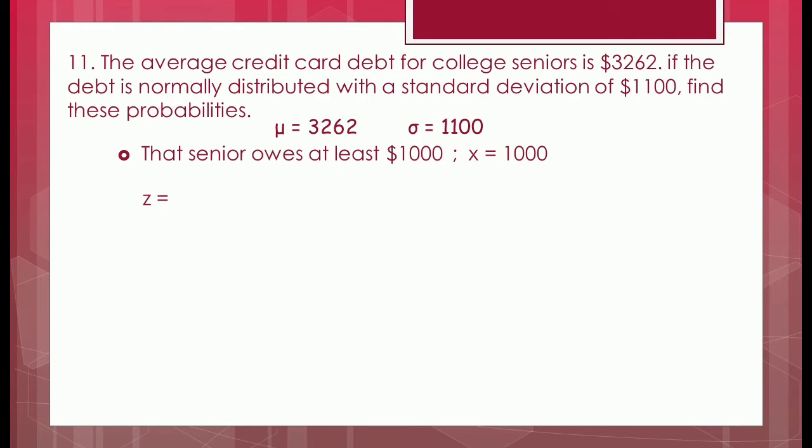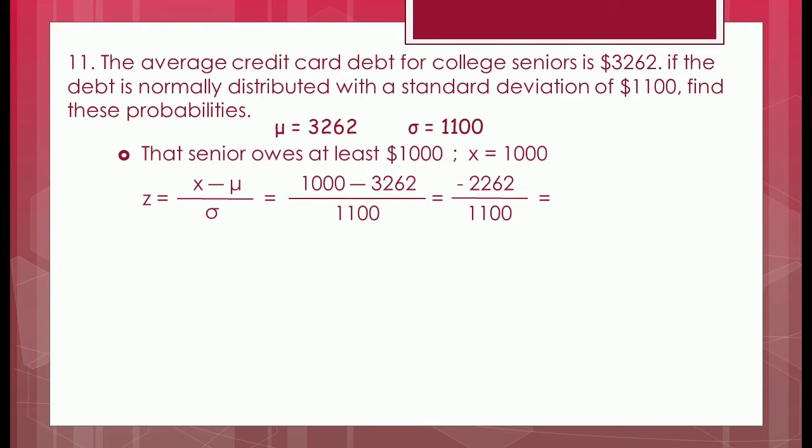We will use the formula for the standard score, which is z is equal to x minus mean divided by standard deviation. Substitute the given. We have 1,000 minus 3,262 divided by 1,100. Then we have negative 2,262 divided by 1,100. And z is equal to negative 2.06.